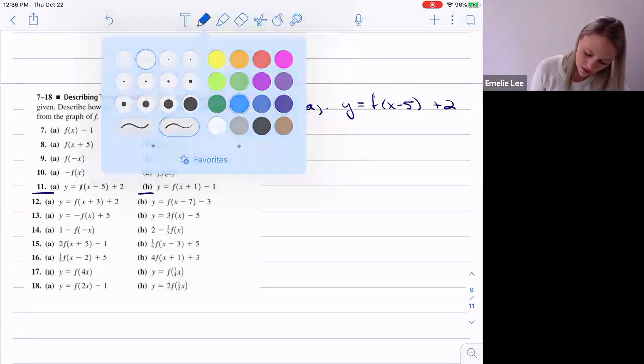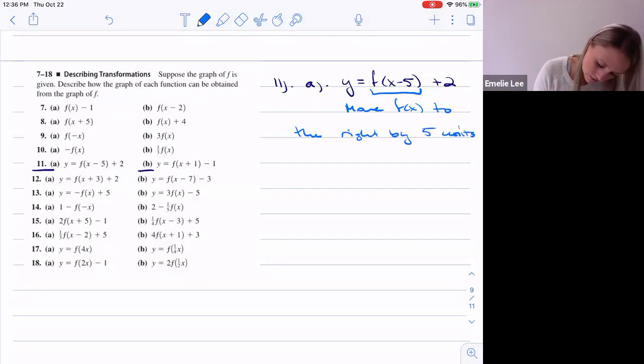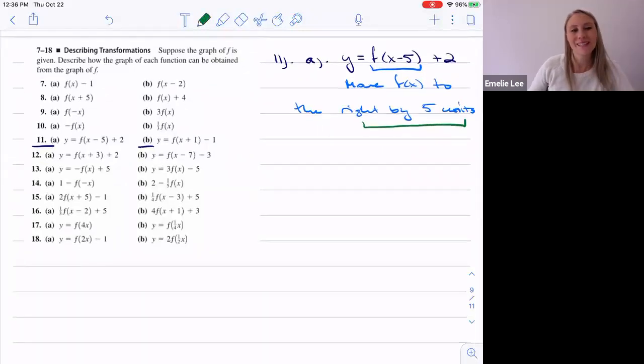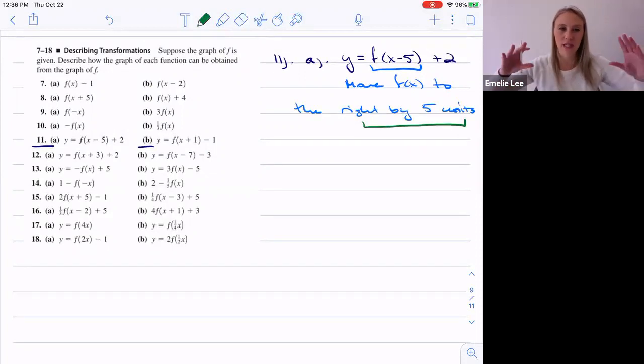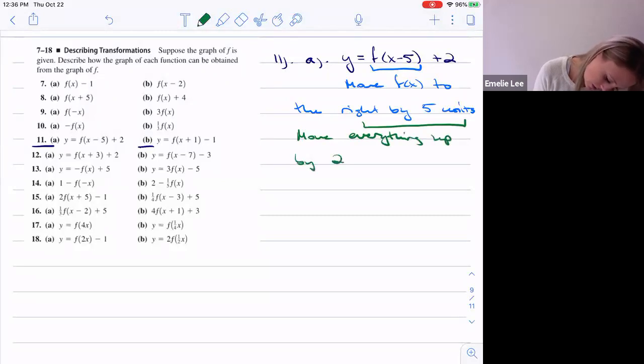I'm going to use different colors to show that the first thing I did was move f of x to the right by 5 units. And then the second thing I've done is move it up by 2 units. So take that whole shift and move everything up by 2 units.